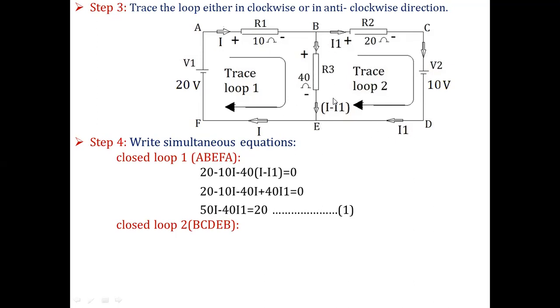E to B, this is very important here. Plus 40 (I minus I1). Okay, very good, plus 40 (I minus I1), that is the correct answer. So here minus 20 I1, minus 10 you write down. Next plus 40 (I minus I1) equal to 0.